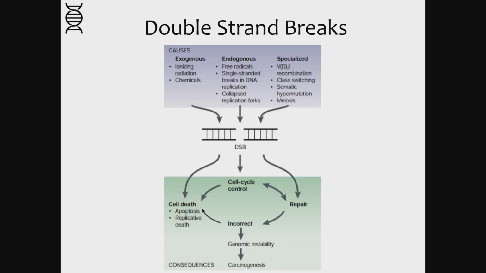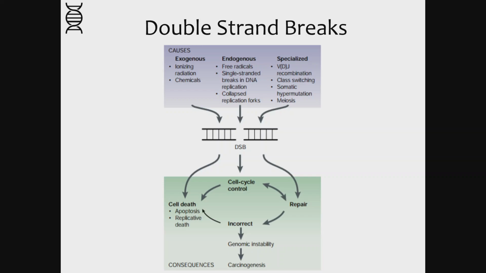So this is one of the things that we do in my lab. There are many things that can lead to double strand breaks, such as irradiation, chemicals, free radicals, or any other type of damage that was not correctly repaired can evolve into a double strand break.